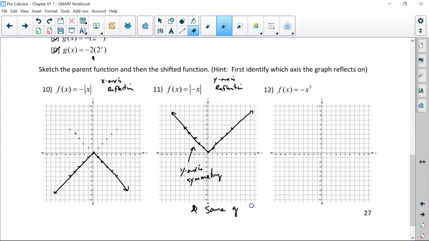I can't spell graph. Now for number 12. For y equals x cubed, plotting our anchor points for our parent function.